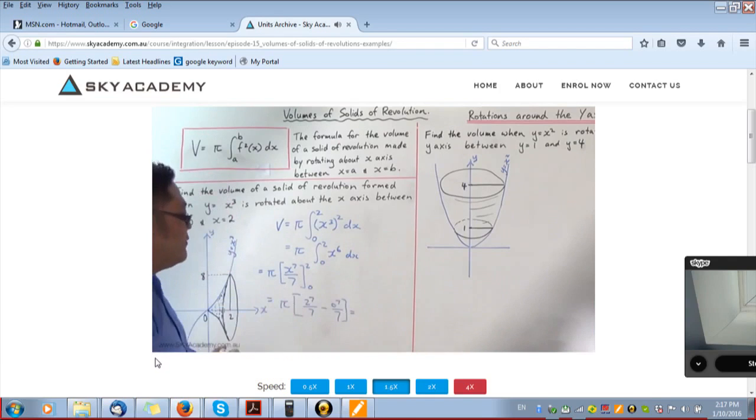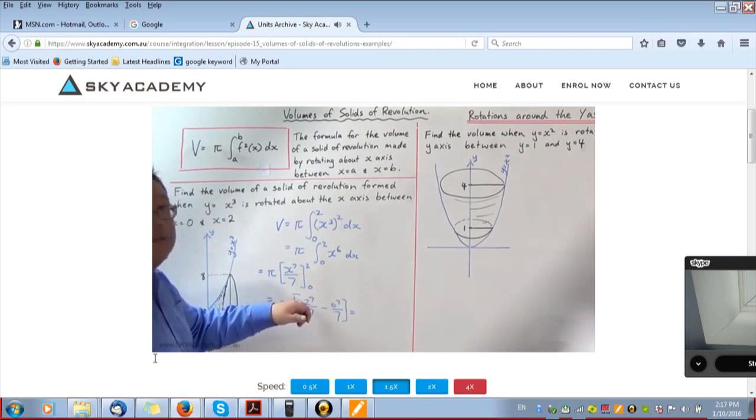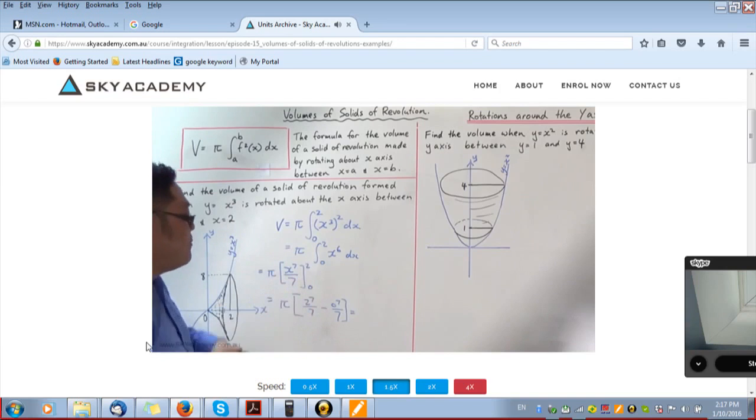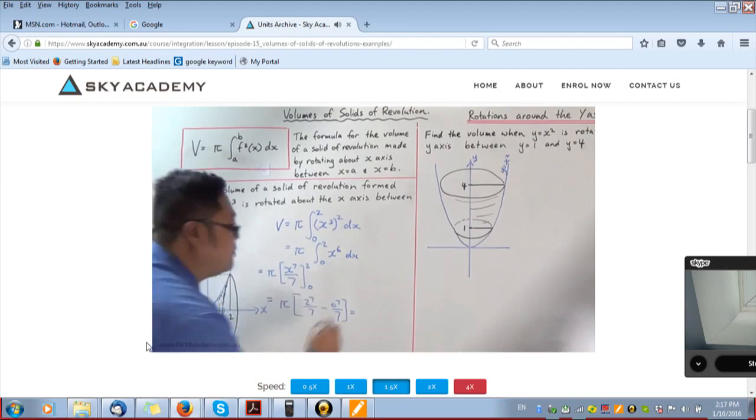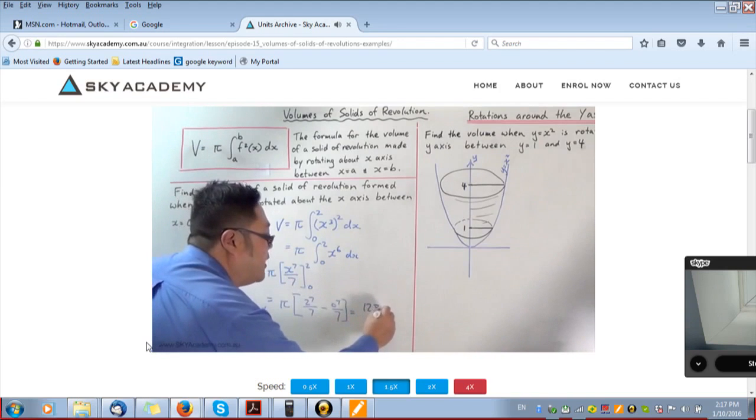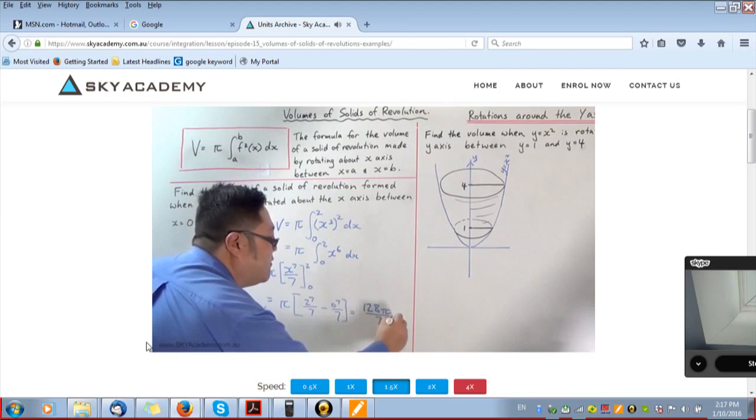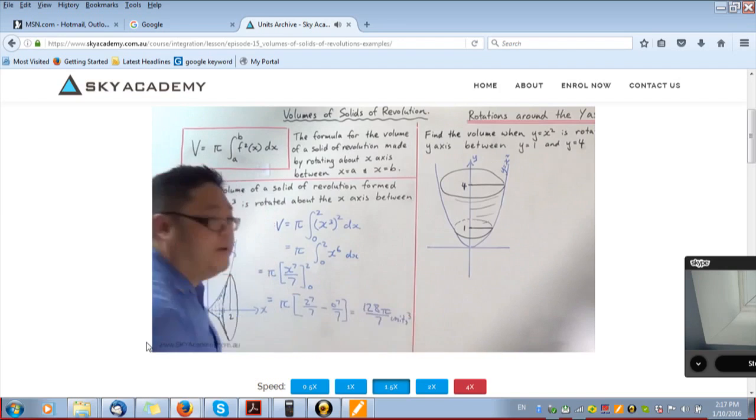Which gives us what's 2 to the power of 7. Alright, so let's work this out. 2 to the power of 3 is 8. 2 to the power of 4 is 16. 8 times 16, 64, double 64, 128. So basically, the volume is going to be 128 pi on 7 units, cubic units.